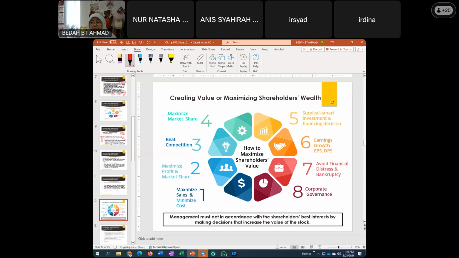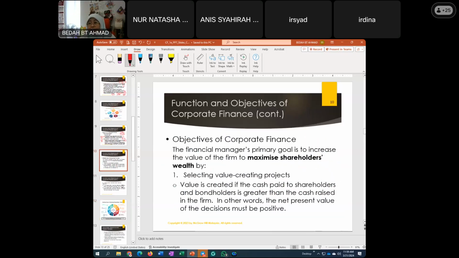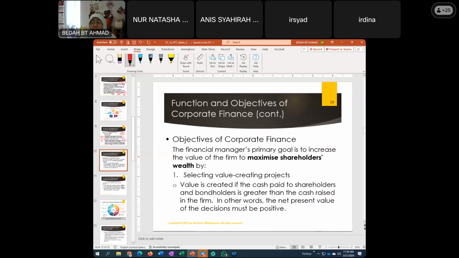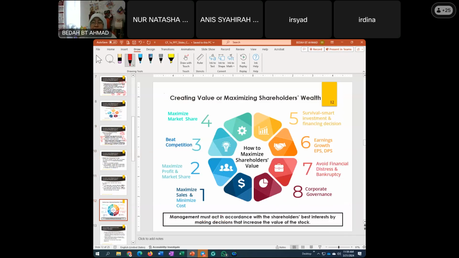So the big circle is maximizing shareholders' wealth. That is this one. The big circle is the shareholders' wealth. So what are the components in the small circles, the sub-points to shareholders' wealth? The main goal is to maximize the shareholders' wealth. To maximize it, the company needs to do, in the short run, maximize sales, minimize costs, maximize profit, and expand market share.